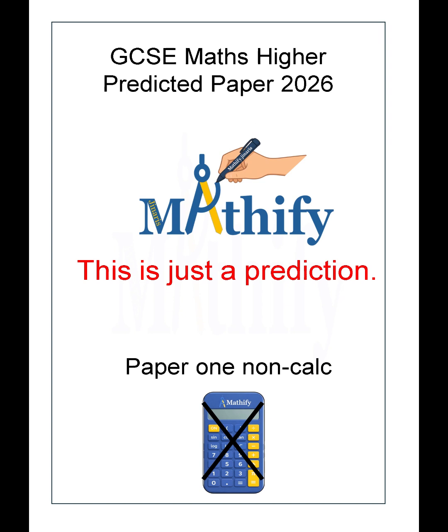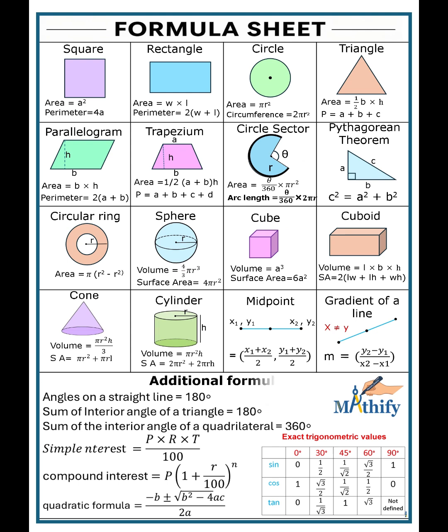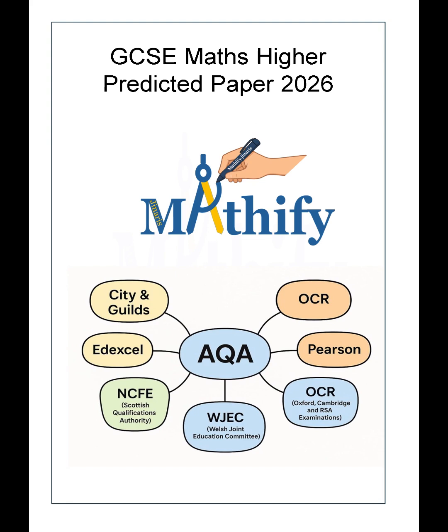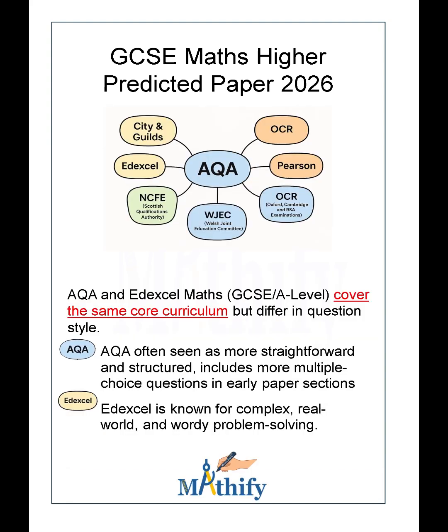Today we'll be covering GCSE Maths Higher Predicted Paper 2026, Paper 1, Non-Calculator. There are several awarding bodies for GCSE Maths. In schools and colleges, they mostly use Edexcel and AQA as the awarding bodies. AQA and Edexcel Maths cover the same core curriculum, but there are differences in how they make the questions.